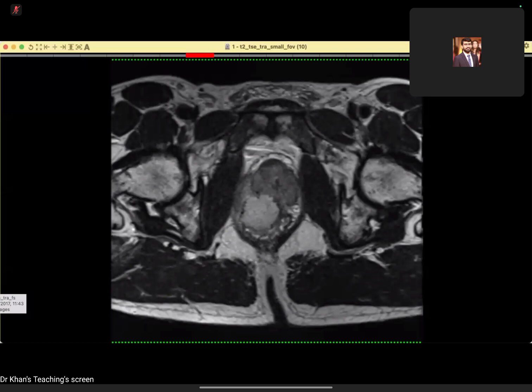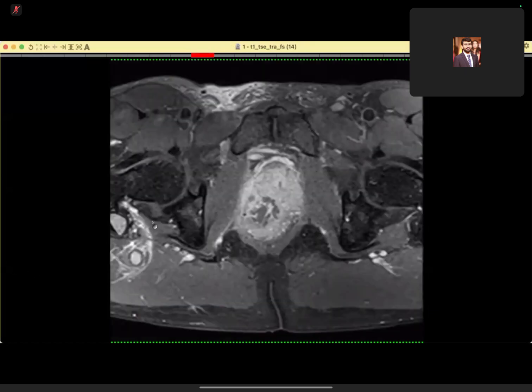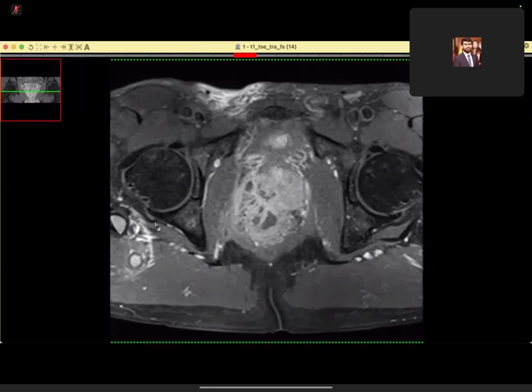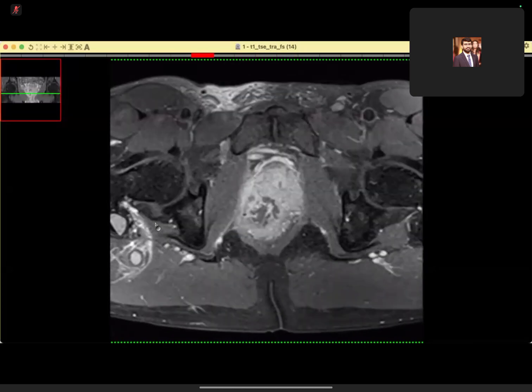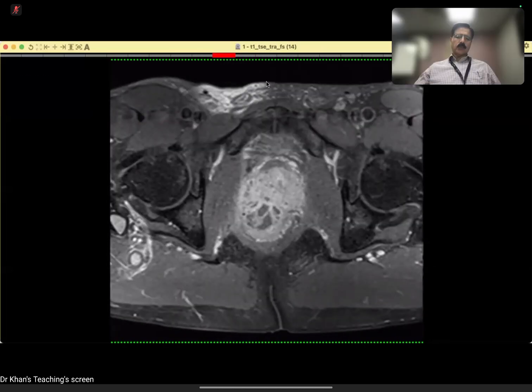So it's a prostatic abscess, and I would also like to see the post contrast images for confirmation. So this is the post contrast. Okay, that's fine. Thank you.